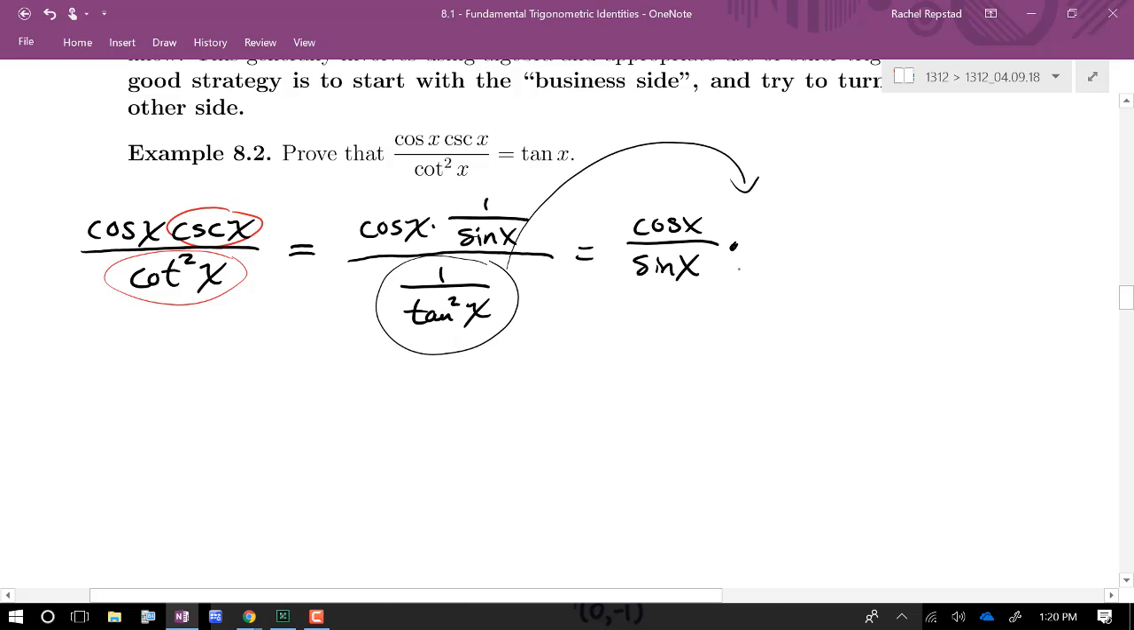Dividing by a fraction means we multiply by what? How can I rewrite this? What's that? Flip it. Yeah, we'll just write it as a product. So this would be times tan squared x over 1. Now there's a couple ways we could proceed from here, really. What do we know? What is the cosine over sine function? Say that again. Cotangent. So we have cotan times tan squared. How are cotan and tangent related?